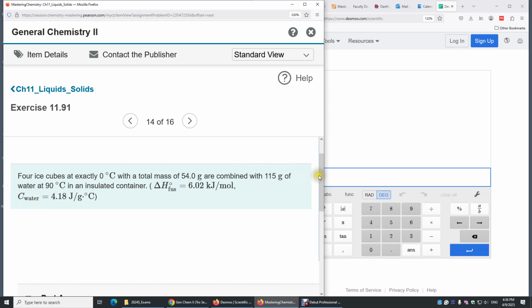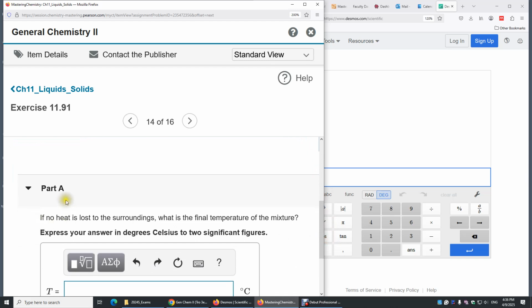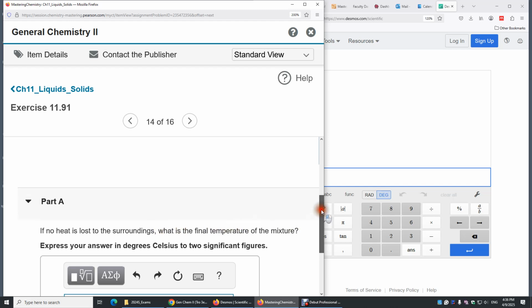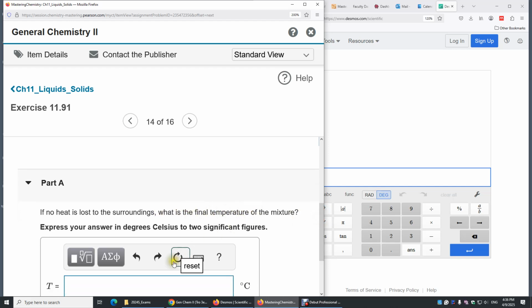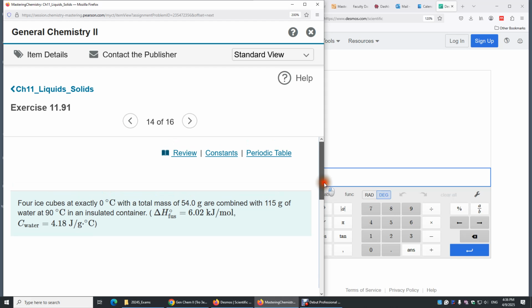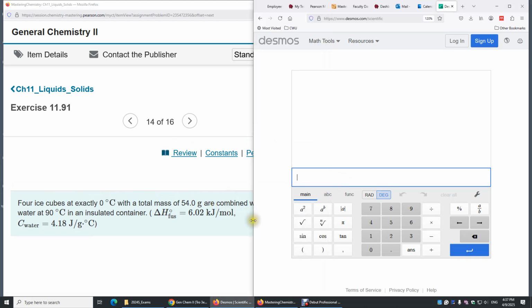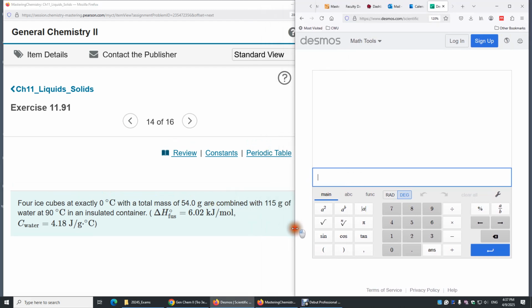This is a mistake. Now let's look at the question. Part A, if no heat is lost, what's the final temperature? Let's say the final temperature is X degrees Celsius, and then we'll set up the equations.